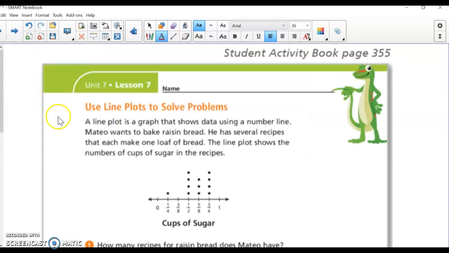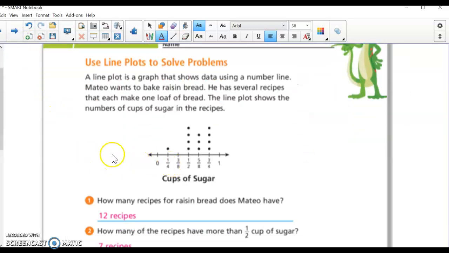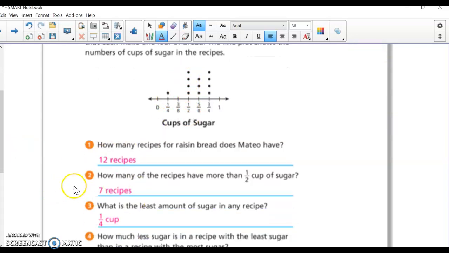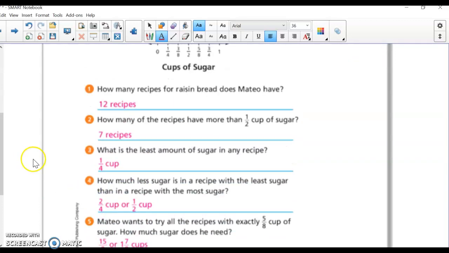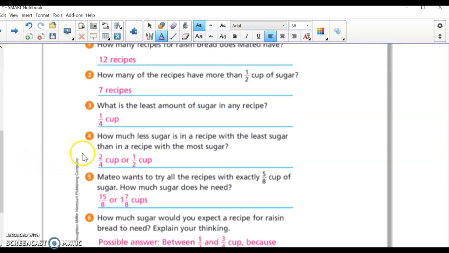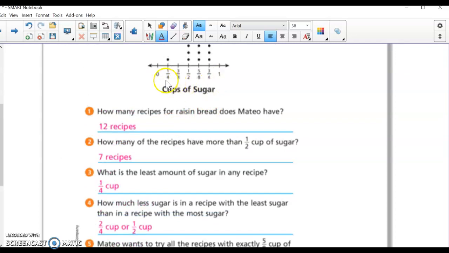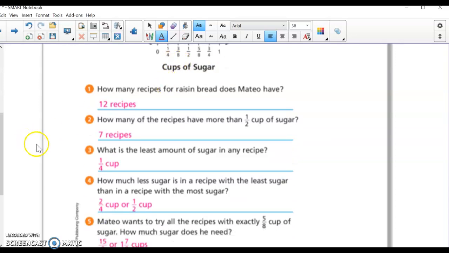All right, let's look at some of the answers. If you counted up all the dots, each recipe, you'd have 12 recipes. For number 2, how many recipes have more than 1/2? Well, you don't include 1/4, and you don't include the 4 at 1/2, so you'll have 7 left. What is the least amount of sugar in any recipe? 1/4. I think I even said that when I was explaining this. How much less sugar is in a recipe with the least sugar than in a recipe with the most sugar? Well, you take 3/4 and subtract 1/4 from it. If you start with 3/4 and take one of those fourths away, you'll have 1/2 cup.